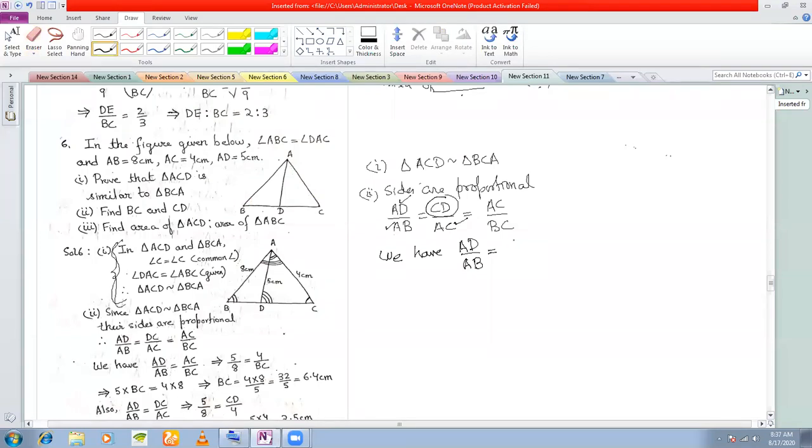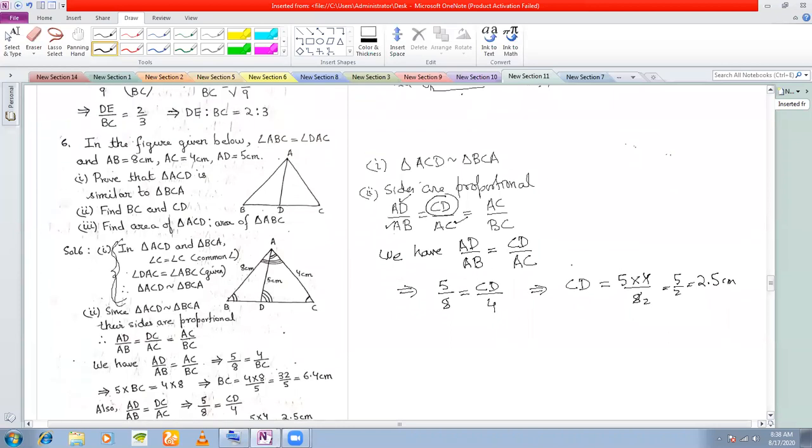Wait, is it a right angle triangle that you will use Pythagoras theorem? Oh, sorry. So you write all the sides. AD is 5, AB is 8, and CD we need to find out, and AC is given to be 4. So that means CD is equal to 5 into 4 by 8. It's 5 by 2, 2.5 centimeters.